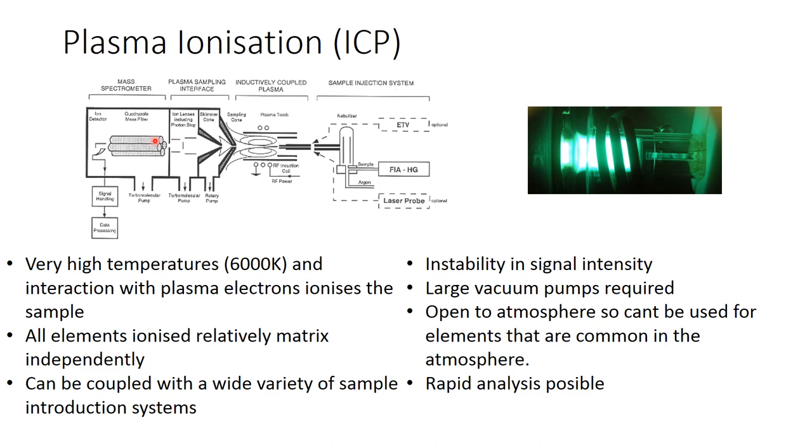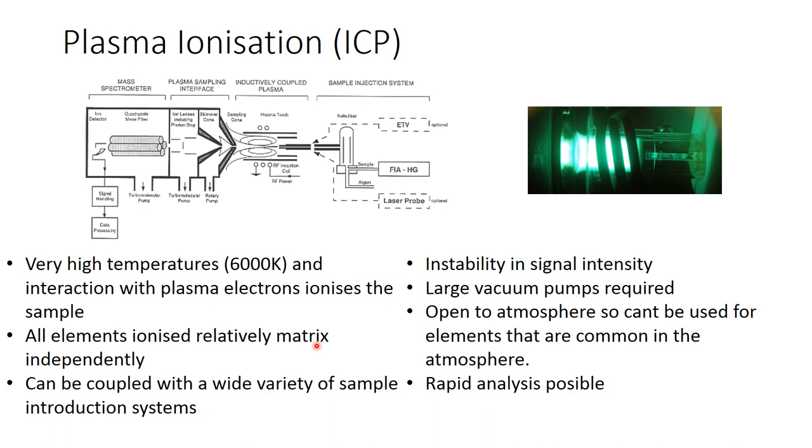Okay, so this type of ionization is very, very efficient because it works at extremely high temperatures, much higher than thermal ionization. So this means that it's very good for ionizing elements that are very hard to ionize, some of these ones with very high ionization potentials, which means that it's suitable for measuring almost the whole periodic table. The efficiency of ionization means that it's relatively insensitive to the matrix, so you don't have to separate out the element you're interested in from all of the other elements. We can use a wide range of samples and sample introduction systems.